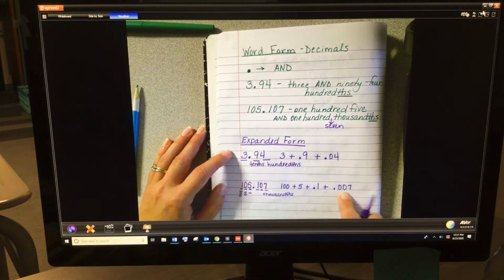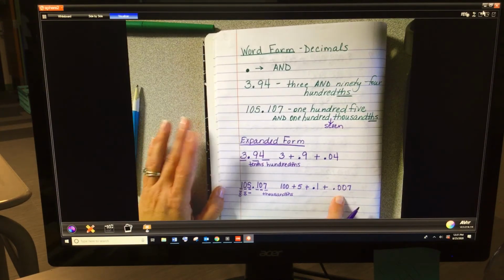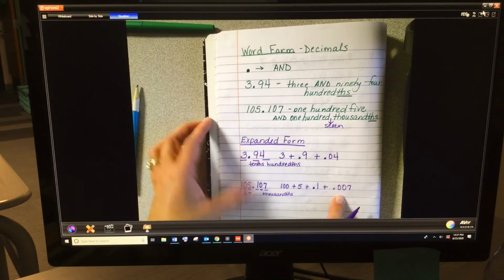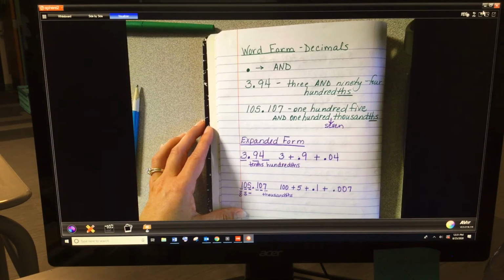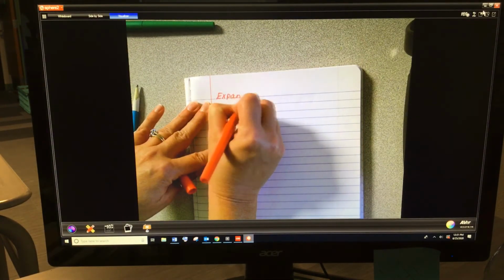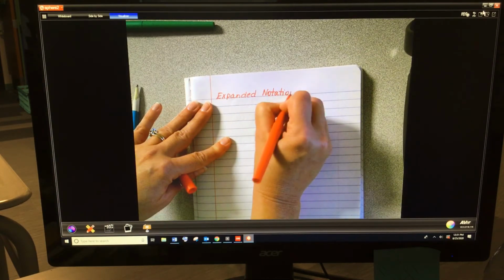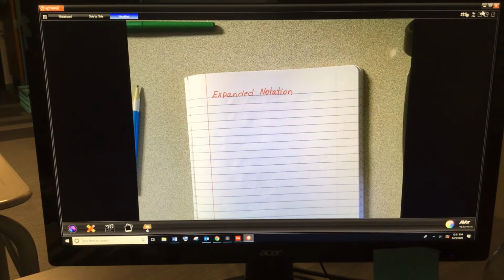Now, I'm going to talk about 5th grade, and that is expanded notation. Okay, expanded notation. Now, as we go through this, I need you to listen. It's not difficult. Now, I'm going to turn my next page and I'm going to change colors. We're now going to be in expanded notation. It's going to look very similar to expanded form. Okay, it's going to look very similar.